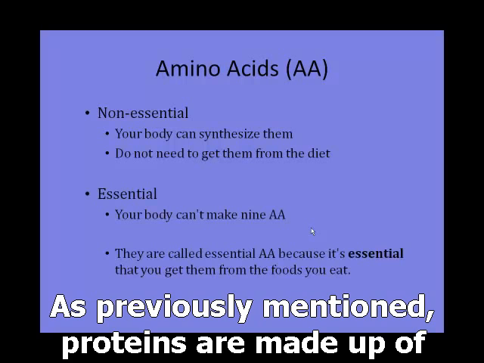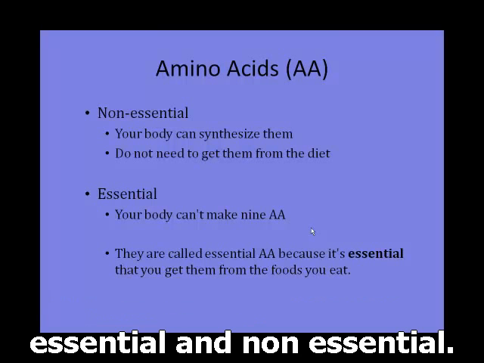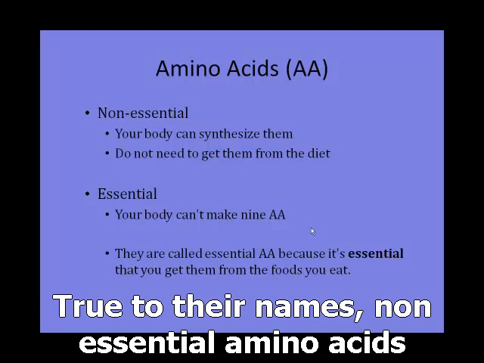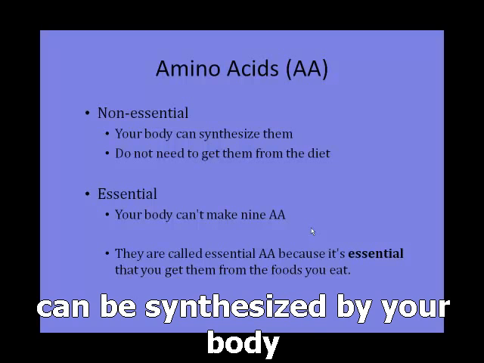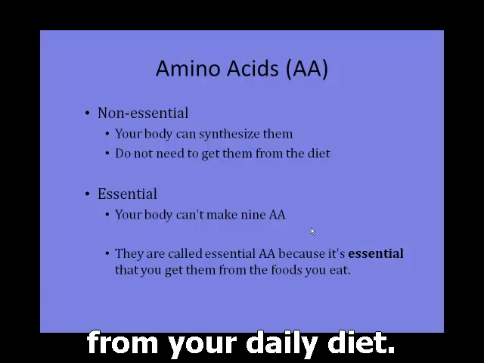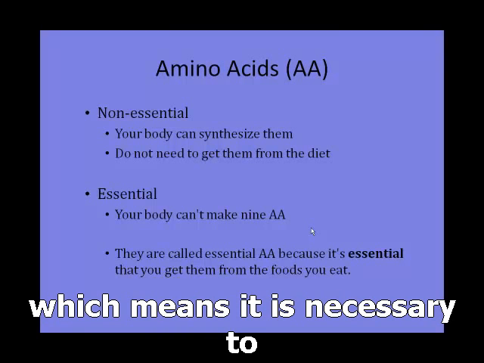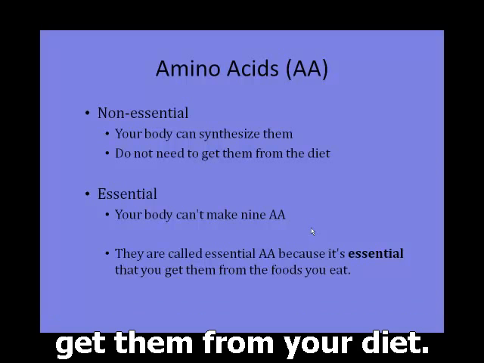As previously mentioned, proteins are made up of amino acids. There are two types of amino acids, essential and non-essential. True to their names, non-essential amino acids can be synthesized by your body, and therefore it is not essential to get them from your daily diet. The other type of amino acid are essential, which means it is necessary to get them from your diet.